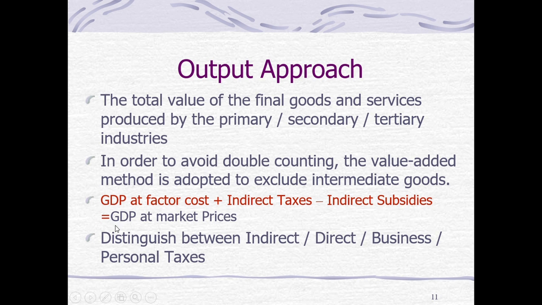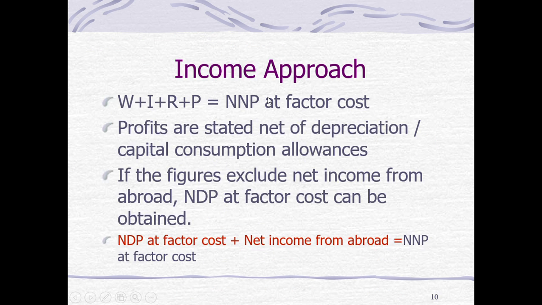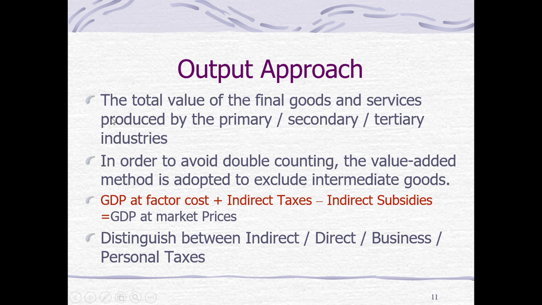Right. So GDP at factor cost plus indirect tax minus indirect subsidies gives us GDP at market prices. Remember when we did this calculation, we subtracted indirect tax from GDP at market price, and then we added subsidy. So now if you have the factor cost and you want to get back to market price, you add indirect tax and you subtract subsidy. That is for the output approach.